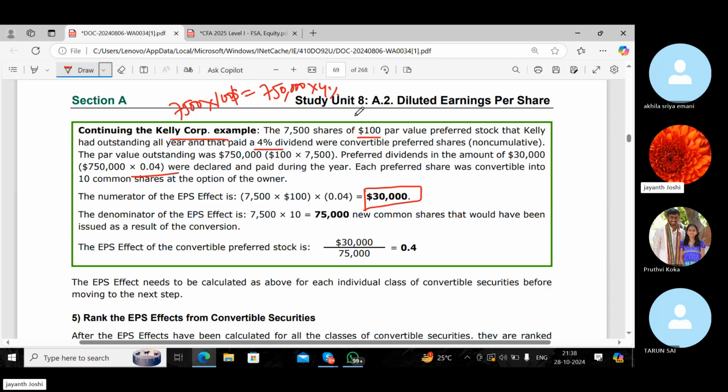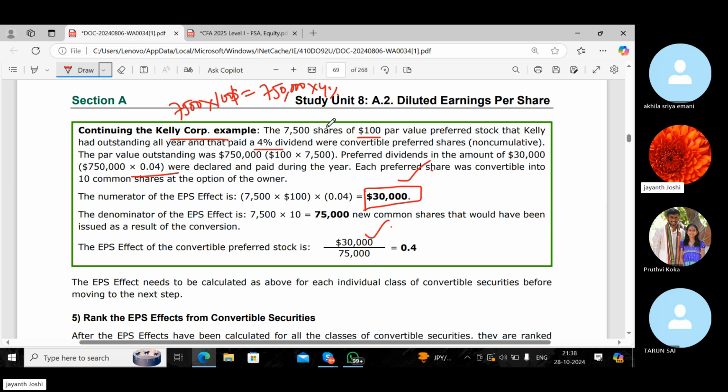And these $30,000 dividends would not be given to preferred holders. They will be given to the common shareholders. And in the denominator, what is happening? They say that preferred dividends declared are the numerator effect of the EPS.